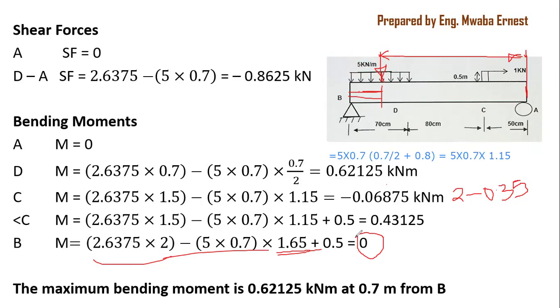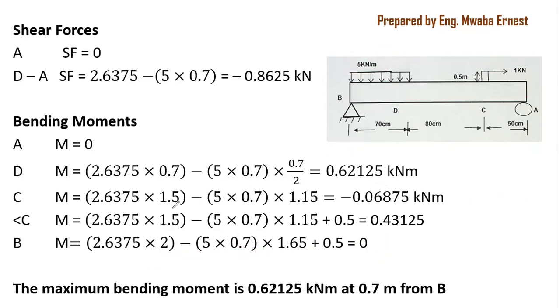Then the question is still there, where is the maximum bending moment, the other part of the question. In this case, our bending moment is maximum at 0.7 meters from B, where we have 0.62125. In that case, let's make progress.